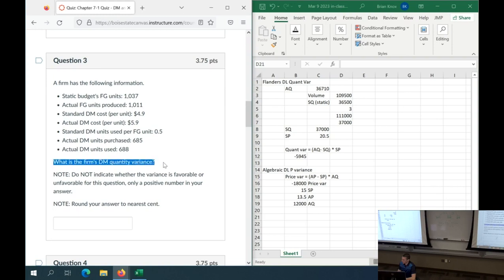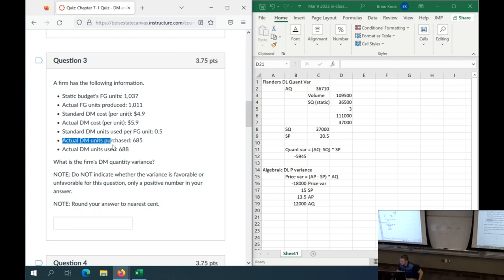Now we need direct materials quantity variance. That's what this question stem says. So let's look. We have a bunch of information here. We have static budget information. We have actual volume information. We have standard direct materials cost per unit, which is the standard price. Actual direct materials cost per unit, it's actual price. We have the standard per unit of direct materials, so we can use that to get the standard quantity, which we'll need. Looking for a quantity variance up here, we're going to need the standard quantity to calculate that.